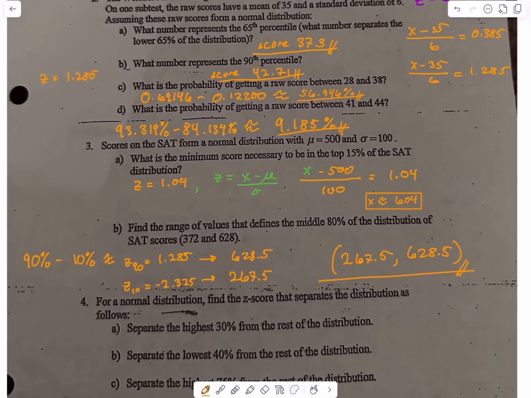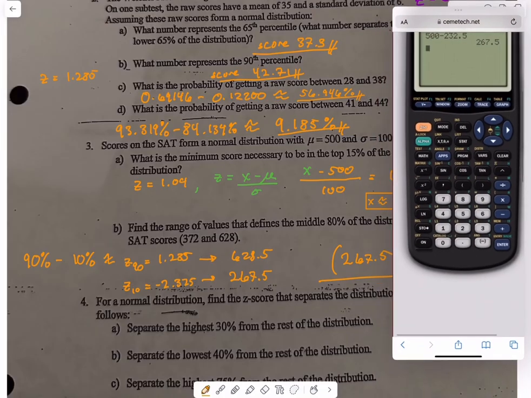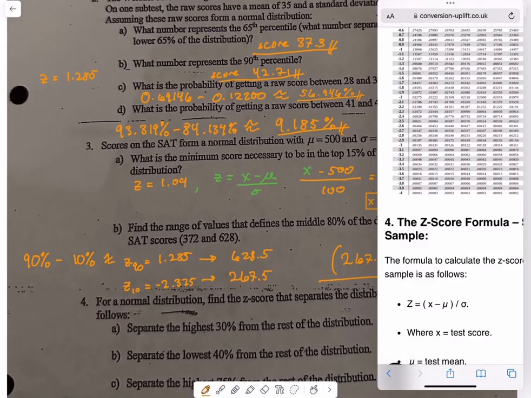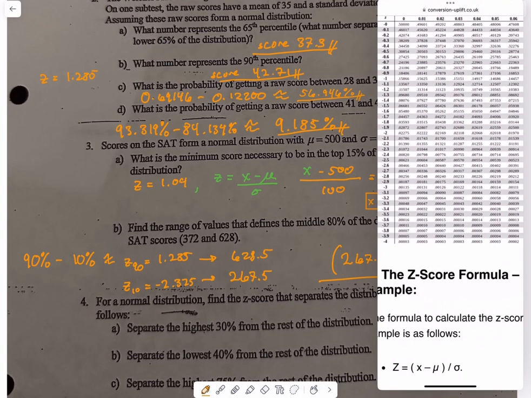Let me see. B. They got 372 to 628. Let me check that 10% again. 1.28. Am I looking at something wrong? 10th percentile, 1.28. Let me check that 10th percentile again. So I'm getting a negative z-score there.